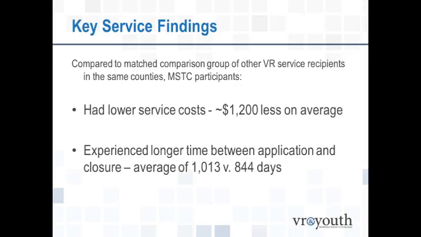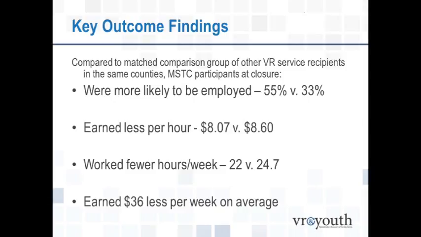So if you go to the next slide, here are more, so that was the differences in the services. Key outcome findings, which I think is really the bottom line here. What happened to the MSTC students as compared to the students who did not participate in the model? Do their outcomes look better or not in comparison? And so here's what we found.